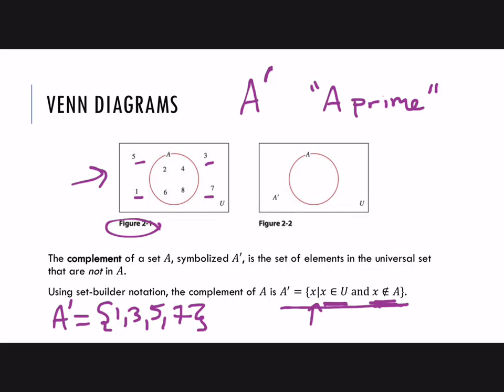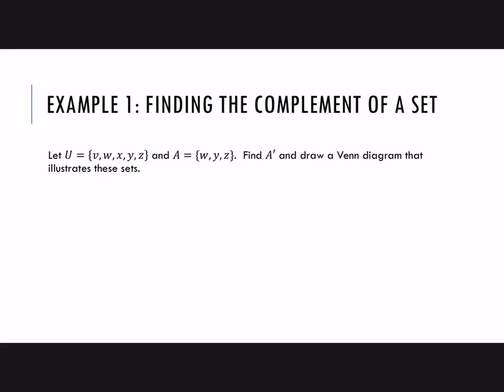Okay, and then notice on the right, a complement is all of the space outside of set A, but still inside the rectangle of the universal set. All right, let's practice. We'll find the complement of set A and then draw a Venn diagram to illustrate the universal set and a complement and set A.